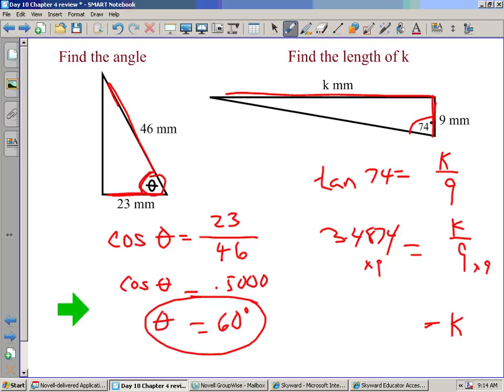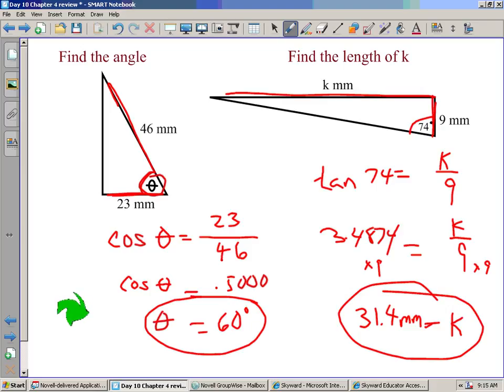Now my goal is to get K by itself here, so I have to multiply by 9, multiply by 9. And if I do that, I find out that this side is 31.4, and again, you want to use the correct measure. K ended up being 31.4 kilometers.